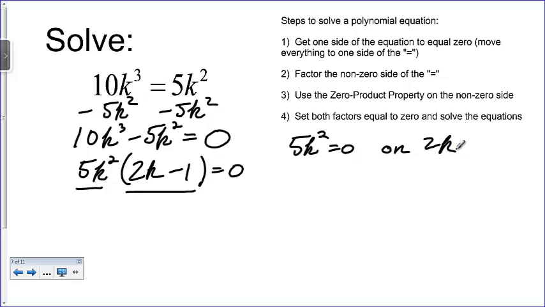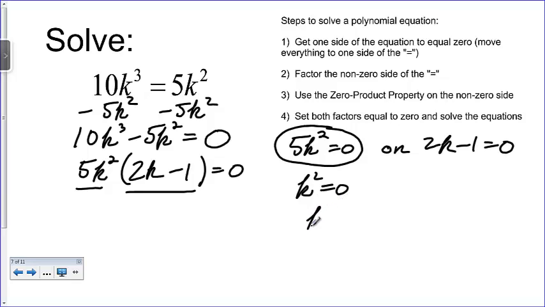So 5k squared equals 0, or 2k minus 1 equals 0. Now I haven't really solved an equation like this before. But what we can do is just divide both sides by 5, and I get k squared equals 0. And the only real number that when squared will yield 0 is 0. So that's one of my solutions.